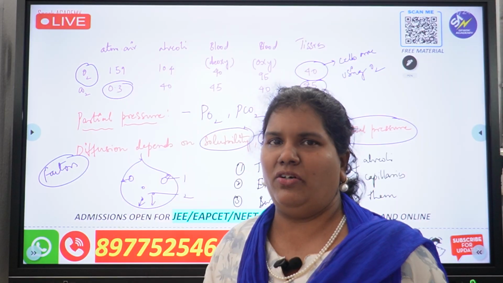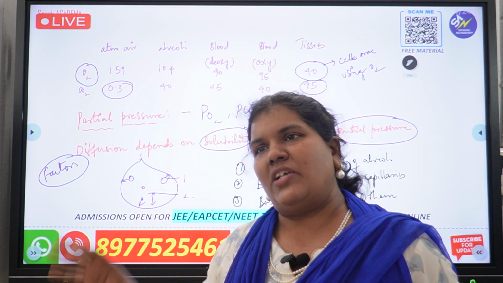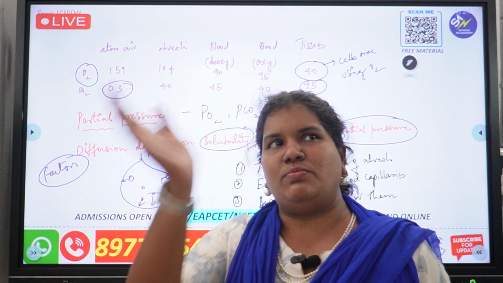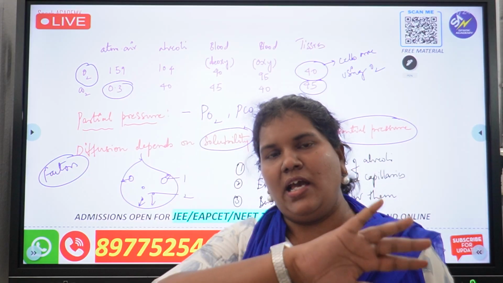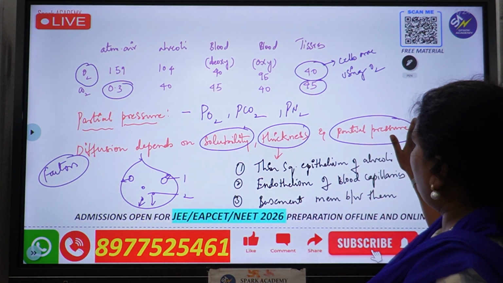In the same way, look at carbon dioxide. Carbon dioxide is moving from tissues to outside. So where is the partial pressure of carbon dioxide high? It is high in tissues. When it is moving out, it is low. So there is again a pressure difference, right? So let's see. We are done with partial pressure.